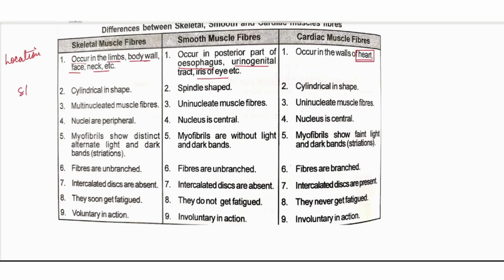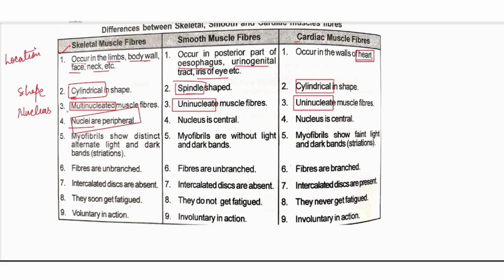Second is their shape. The shape of the skeletal muscles is cylindrical. The smooth muscles are spindle shaped, fusiform, with tapering ends. And cardiac muscles are again cylindrical. C for cardiac, C for cylindrical. Skeletal muscles are cylindrical, and their nucleus condition is multinucleated. Multinucleated is in the skeletal muscles only, but the rest of the two are uninucleated, right? And the nuclei are at the periphery in the multinucleated, obviously at the periphery of the cell, and the remaining others have only one nucleus, so they have the nucleus at the center, right?